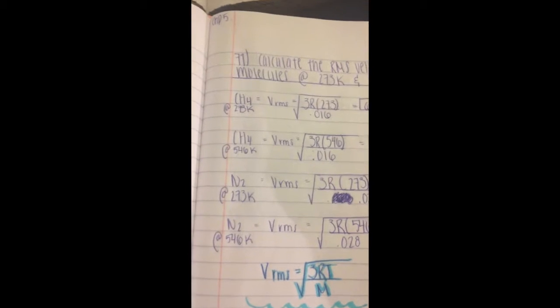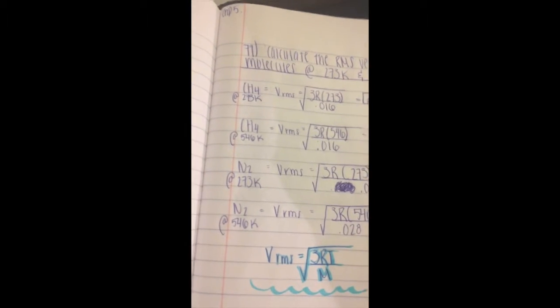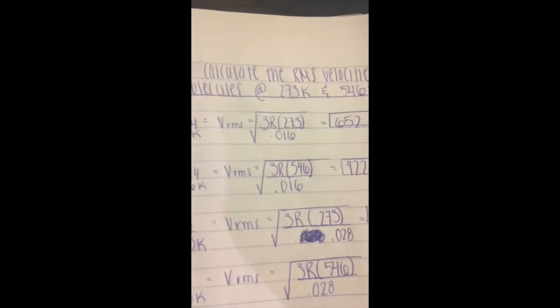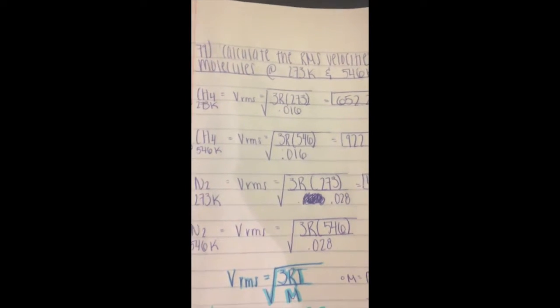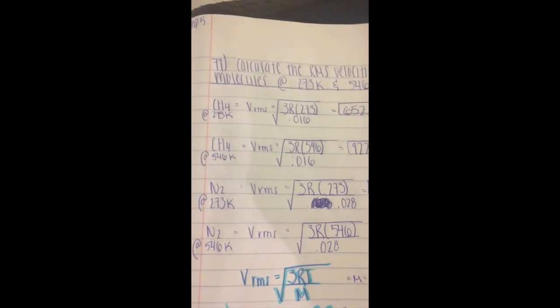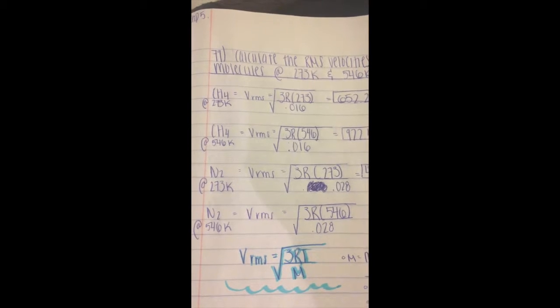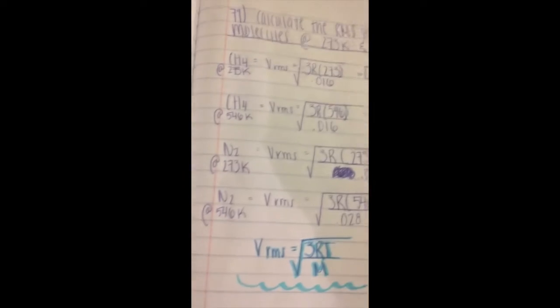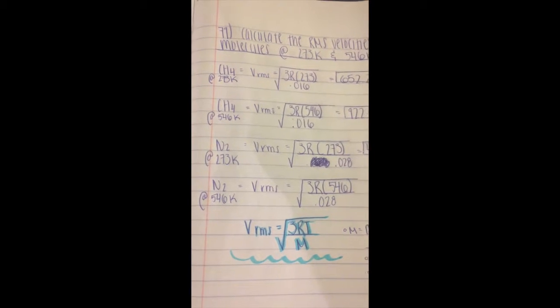Starting with the first problem, we want to find the root mean square of CH4 at 273 Kelvin. So we take the square root of 3 times 8.314 times 273 and divide by the molar mass in kilograms. The molar mass of CH4 is 16 grams, so in kilograms it's 0.016. Once you multiply that out, you get 652.2 meters per second. Use the same process for the next 3 problems.